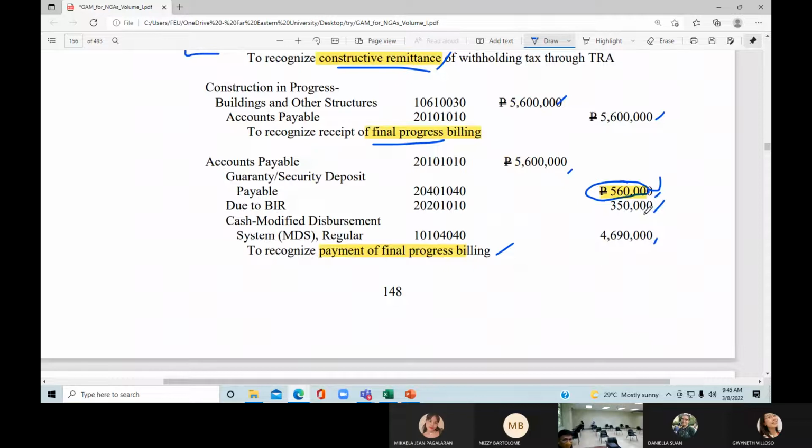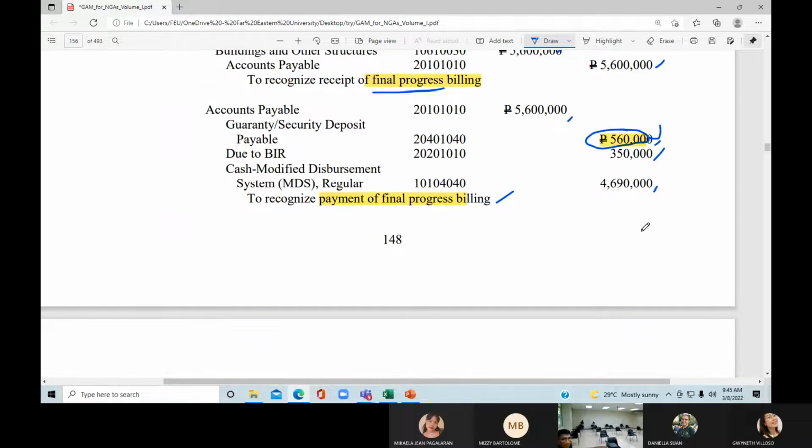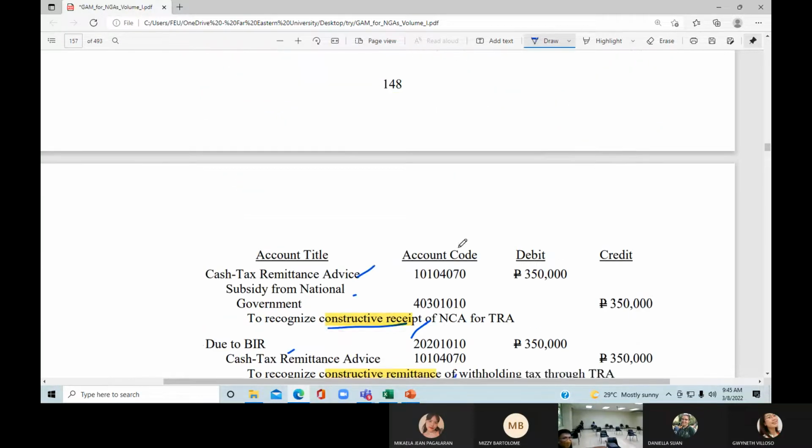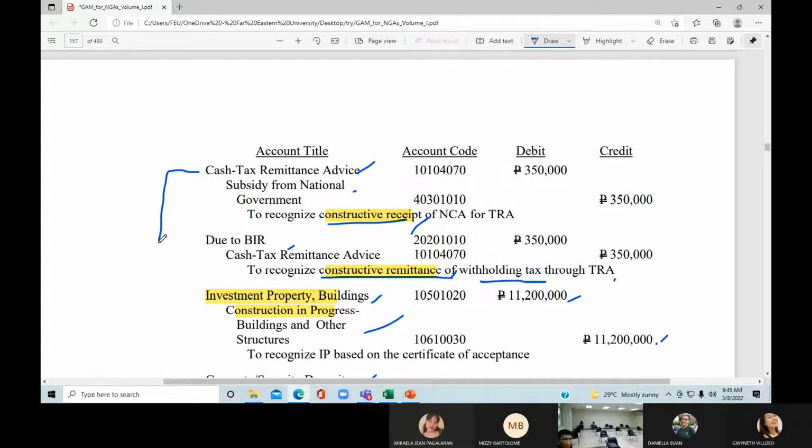Then yung withholding for BIR, due to BIR, 350. Then credit, cash, MDS regular for the balance, 4,690,000. Dating gawin, debit, cash, TRA, credit, subsidy from national government. Debit due to BIR, credit, cash, TRA for the constructive receipt and constructive remittance.